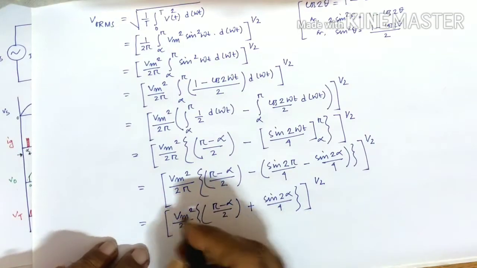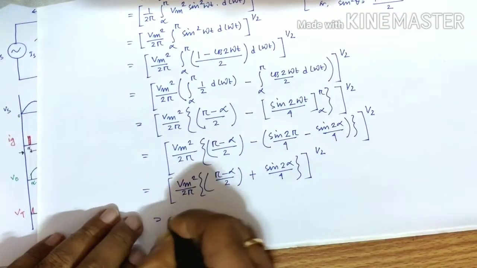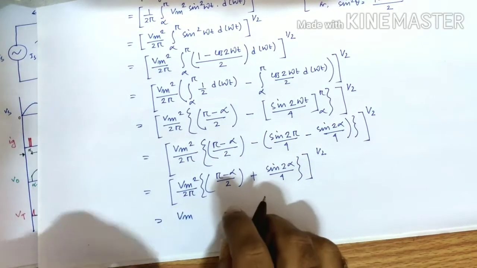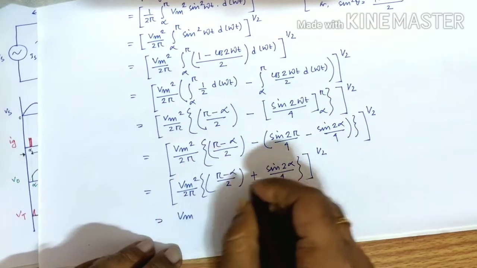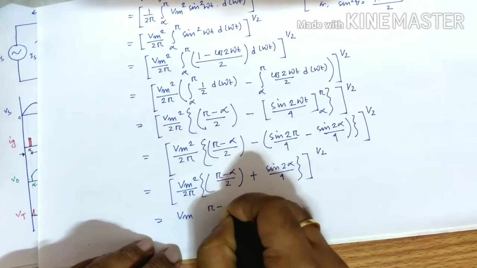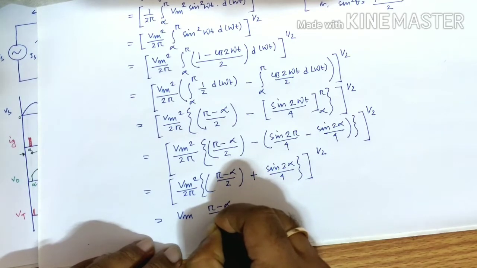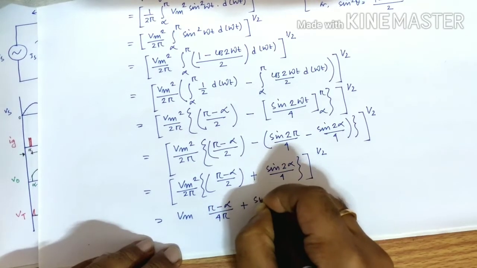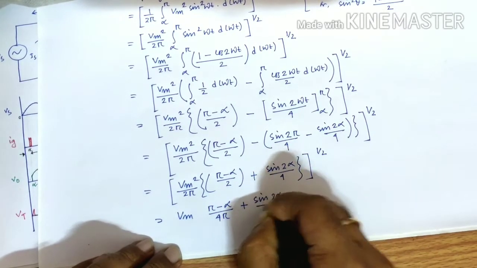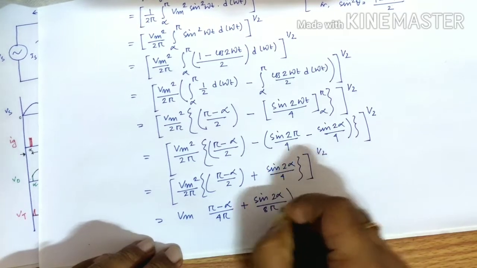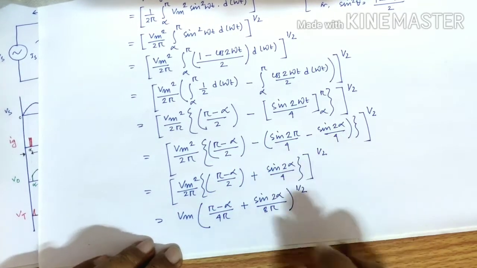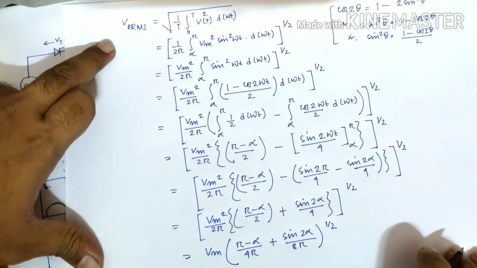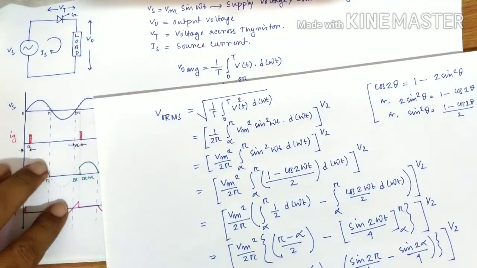So I can rearrange this equation in this way. Take Vm square out of this root, so then it will be simple Vm. It will be simple Vm, and 2 pi will be multiplied here. Then it becomes (pi minus alpha) by 4 pi plus sine 2 alpha by 8 pi, to the power half. So that is the value of RMS voltage, output RMS voltage of this particular rectifier.